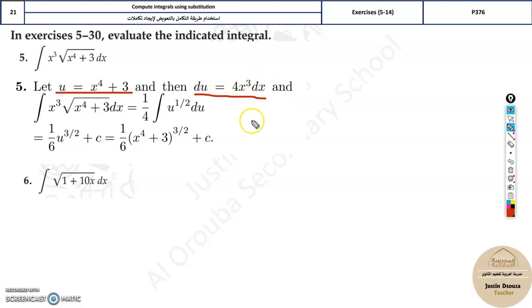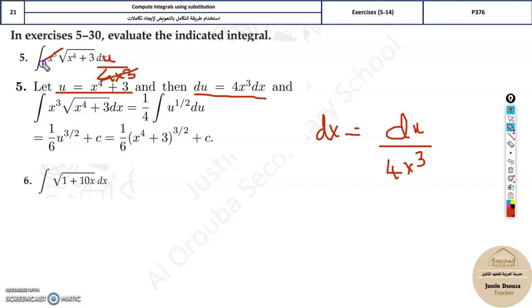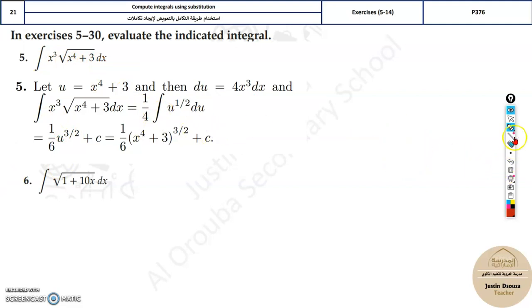So what happens is dx equals du divided by 4x cube. Whenever you change this dx to du, it will be divided by 4x cube. Hence, this cancels and you will have a simplified form. Now, you can see the steps over here. U is x to the power 4 plus 3. This is very important. Derive this, get dx.